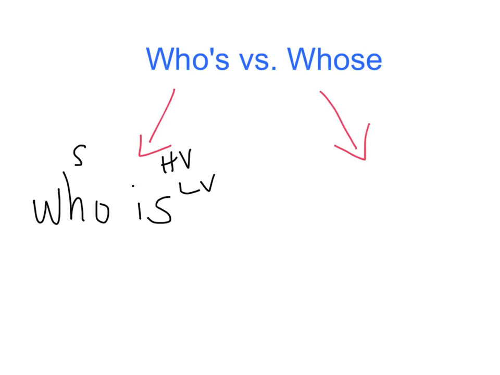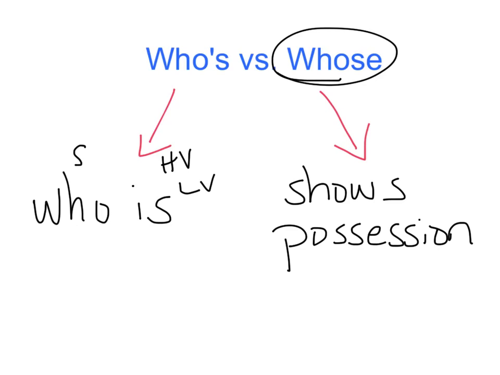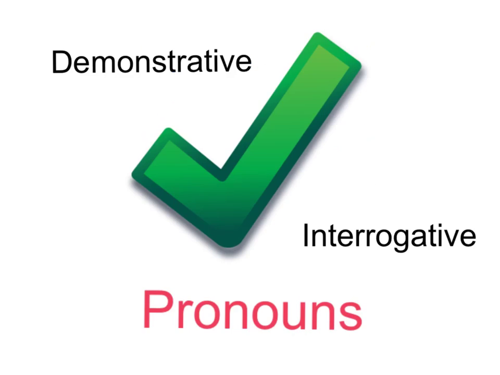And moving over to this whose, this simply shows possession, just like a possessive pronoun. All right, as in whose keys do these belong to? There you go, folks. Quick and simple demonstrative and interrogative pronouns. Check that one off. Oh yes, we're done.